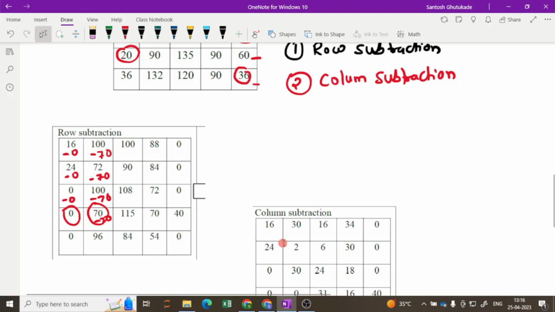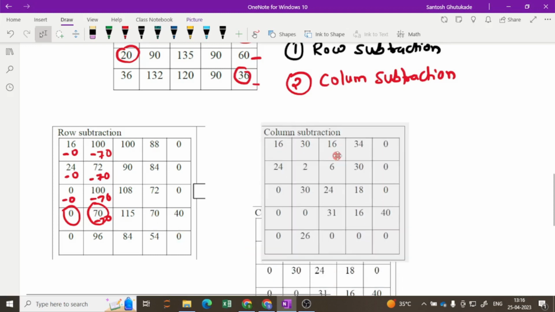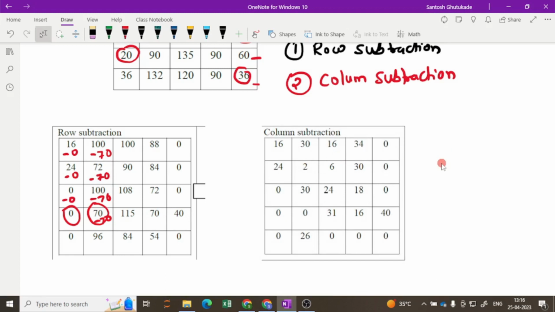After this subtraction, you get this answer, which is the column subtraction. So 16 minus 0 is 16, 24 minus 0 is 24. In the second row, 100 minus 70 is 30. So 72 minus 70 is 2.